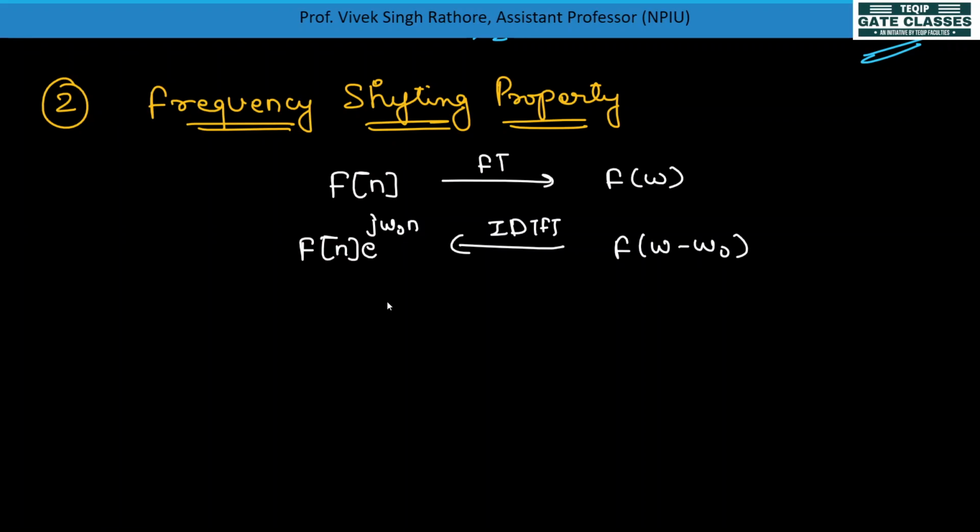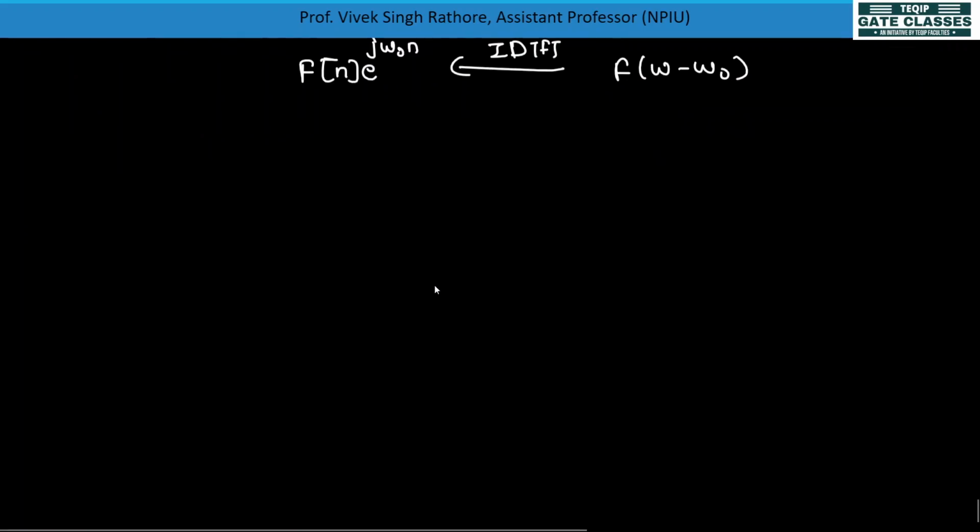So you can also write it like this: if f of n is multiplied by e to the power j omega naught n, and we take the Fourier transform, we'll get f of omega minus omega naught. You can take it either way. So this is the frequency shifting property. Now we'll see one question and try to understand how we can use this property.